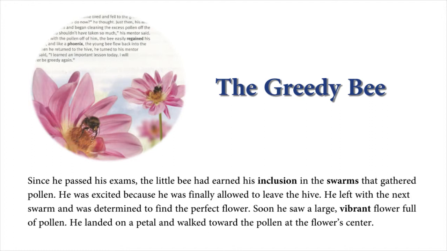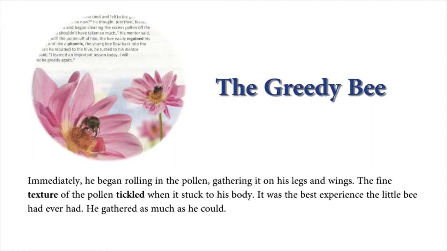He left with the next swarm and was determined to find the perfect flower. Soon he saw a large, vibrant flower full of pollen. He landed on a petal and walked toward the pollen at the flower's center. Immediately he began rolling in the pollen, gathering it on his legs and wings. The fine texture of the pollen tickled when it stuck to his body. It was the best experience the little bee had ever had. He gathered as much as he could.